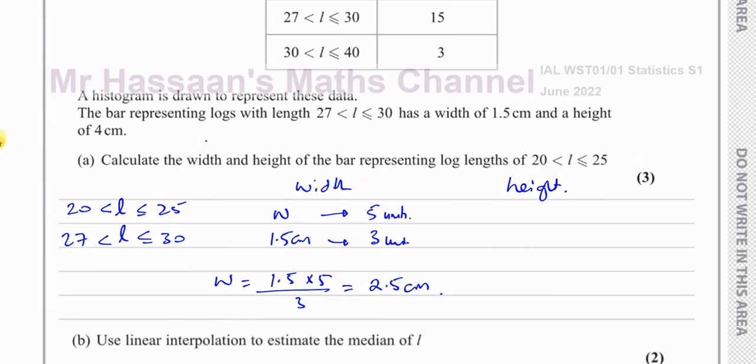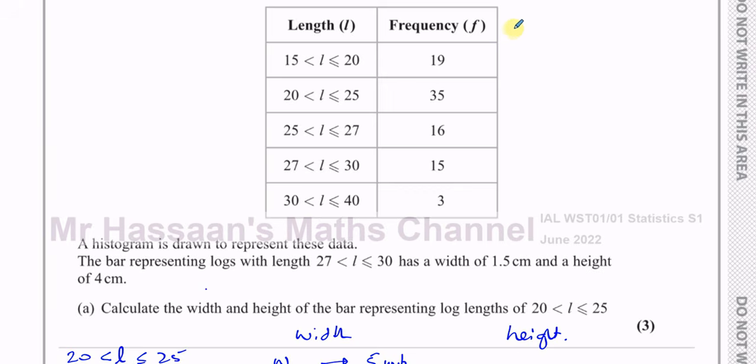Now the height of the bar is determined by what's called the frequency density. The frequency density is given by the frequency divided by the interval. So the frequency density of this bar here is 35 divided by 5, which is 7. And the frequency density of the bar that we know about is 15 divided by 3, which is 5.